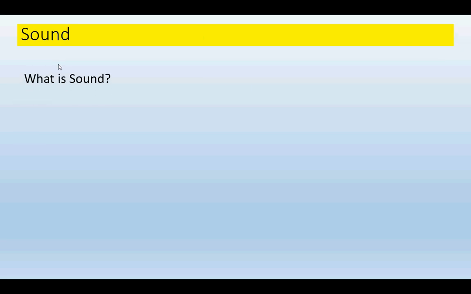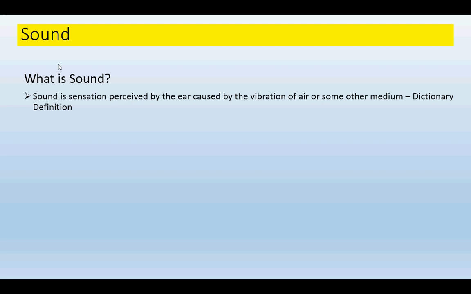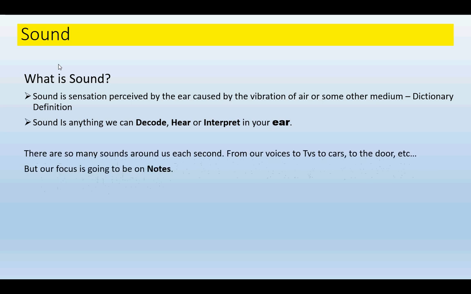What is sound? Well, most of us that did science from a physics background have some basic idea. Sound is a sensation perceived by the ear caused by the vibration of air or other medium. So when something vibrates and we perceive it in our ears, we term that as sound. Sound is anything that we can decode or hear or interpret in our ears. It can range from TV to the car to the door, whatever.